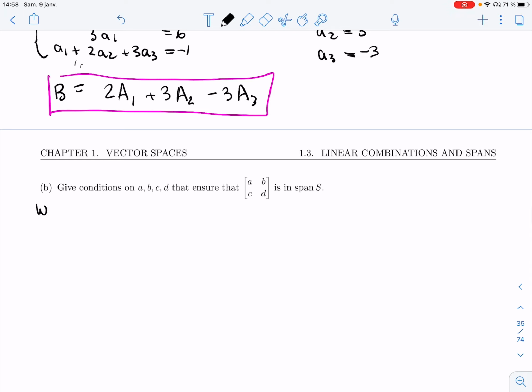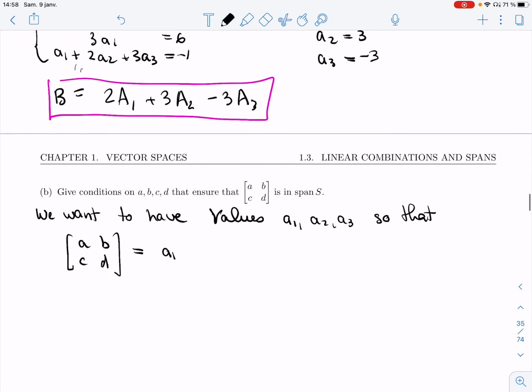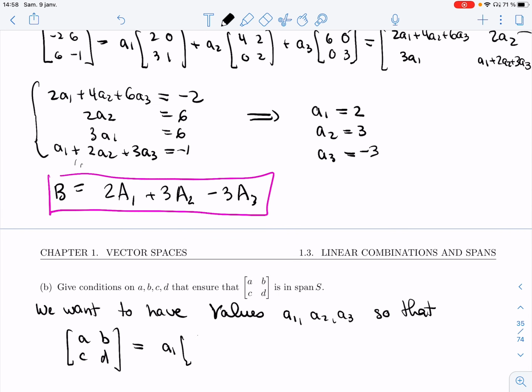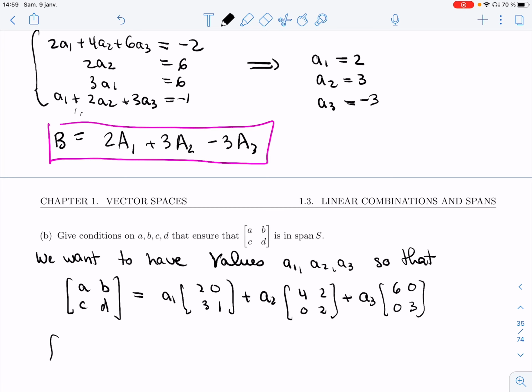All right, so we want to have values a1, a2, a3 so that the matrix that we're trying to write, A, B, C, D, is a1 times, my first matrix was 2, 0, 3, 1, plus a2 times 4, 2, 0, 2, plus a3 times 6, 0, 0, 3. All right, so you do the same thing that we did above. You put it all in one matrix, and we get a similar linear system.